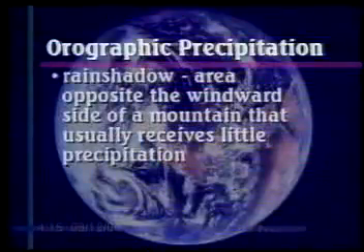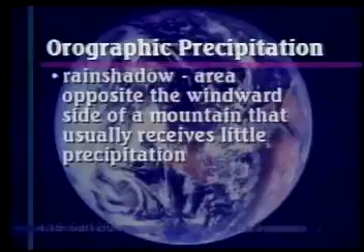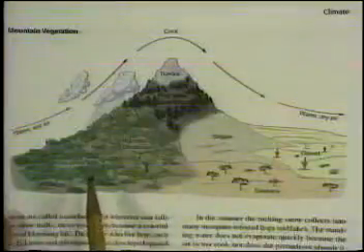That's going to cause a dry climate on the east side of the mountain, which is known as a rain shadow. So you want to remember that term as well. It's going to come up. It's an area opposite the windward side of a mountain that usually receives little precipitation. And this is in the next chapter, but this gives us a good idea.